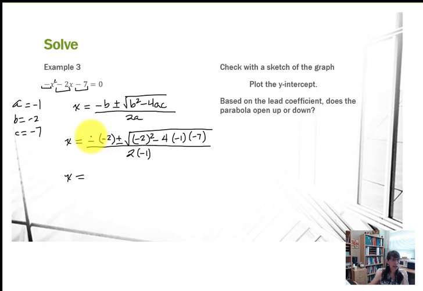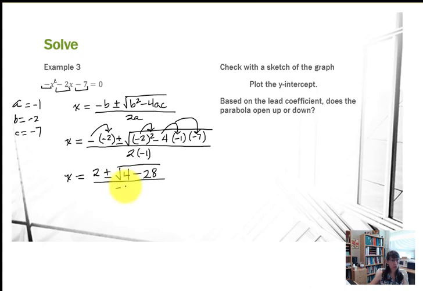Let's simplify now. Negative times negative 2 makes positive 2, plus or minus. Quantity of negative 2 means negative 2 times negative 2. That would be positive 4. And our three factors, negative 4 times negative 1 times negative 7. So a negative times a negative times a negative means we will be subtracting. 4 times 1 is 4. 4 times 7 is 28. So we're subtracting 28 from 4.